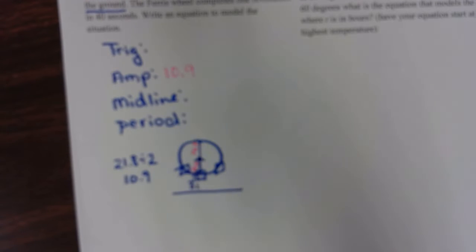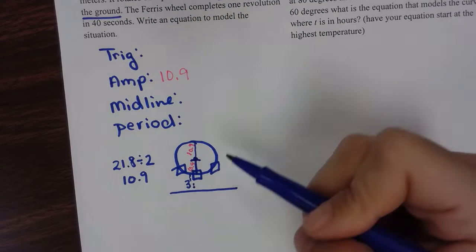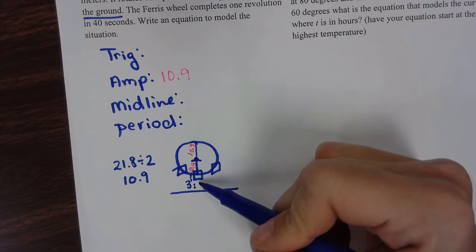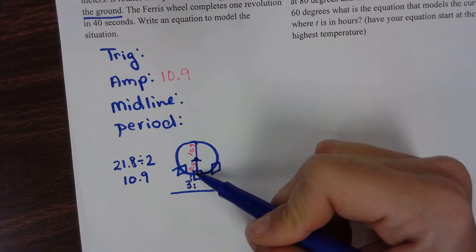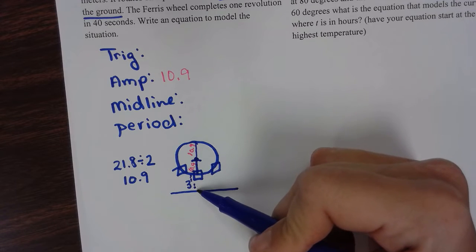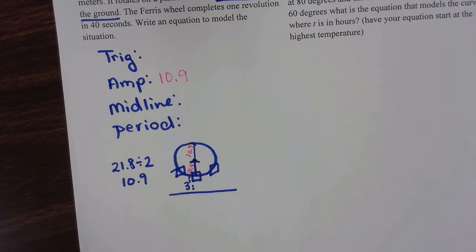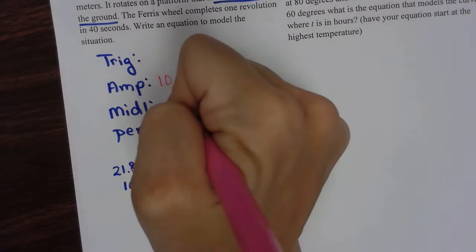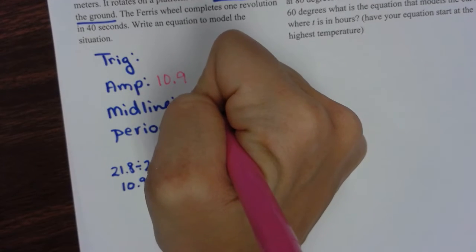Well, what does 3 meters help us with? Doesn't that help us with the midline? So we have 10.5 here, and then we're another 3 meters. So our midline is 13.9.